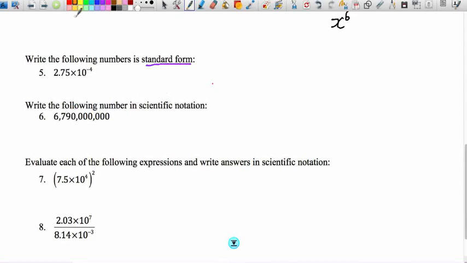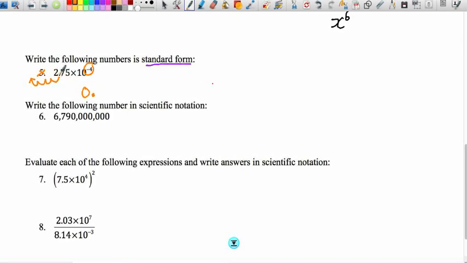Okay, and so basically this is a reminder of how to move the decimal place. This is telling you to move the decimal place 4 places to the left. In standard form, if I were to move this 4 places, 1, 2, 3, 4 places to the left, imagine that 5's not there. I'm going to get the number 0.